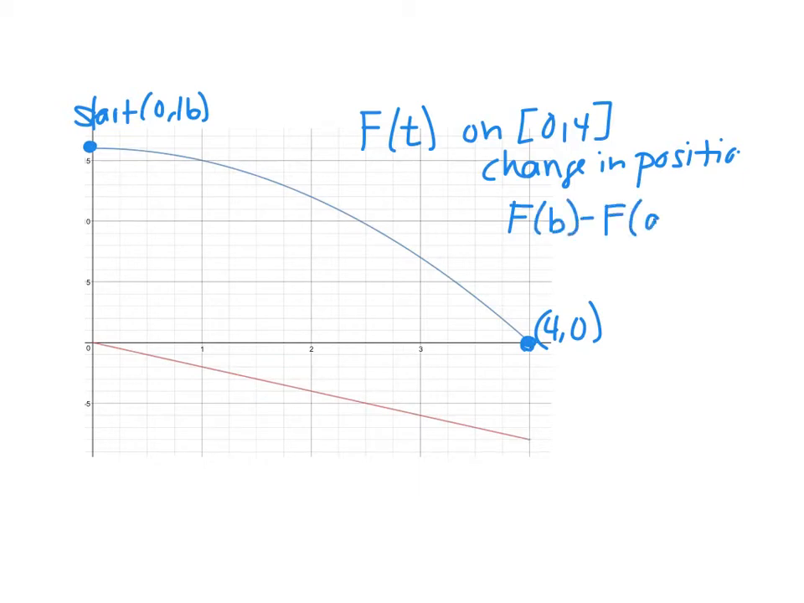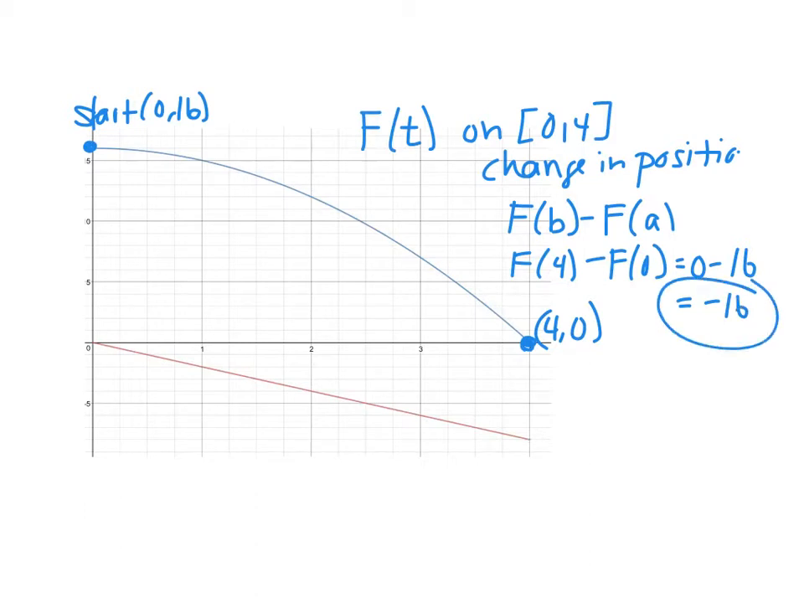is measured by this, right? Where it ended up, which was an input of 4, compared to where it started, an input of 0. So f of 4 was 0, f of 0 was 16, so our change in position was negative 16, which makes sense. It started on the x-axis at 16, and it ended on the x-axis at 0, so it was negative.